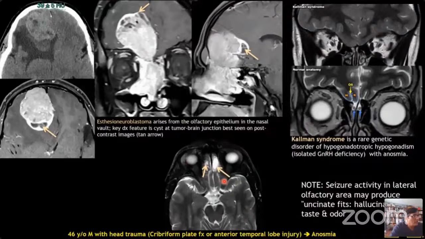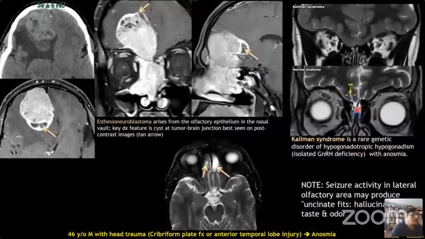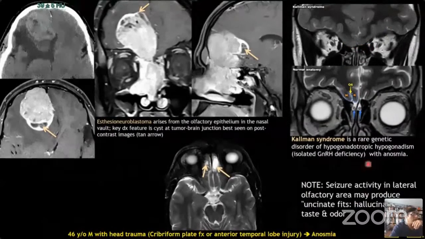Here is a case of a 46-year-old male with a head trauma, and you can see that this is a sequela of that, where the gyrus rectus is affected. The olfactory nerve is not very well seen, and it's not a surprise that he had anosmia. Kallmann syndrome is a very rare genetic disorder, and you can see that there's congenital absence of the olfactory nerve. So this is normal anatomy, and as I showed you earlier, this is the olfactory groove, this is the olfactory sulcus, this is the gyrus rectus. These two are the olfactory nerves. This is normal anatomy, but in patients with Kallmann syndrome, there is congenital absence of the olfactory nerves.